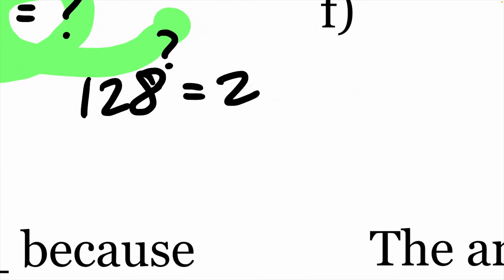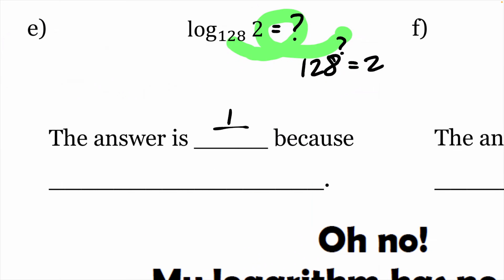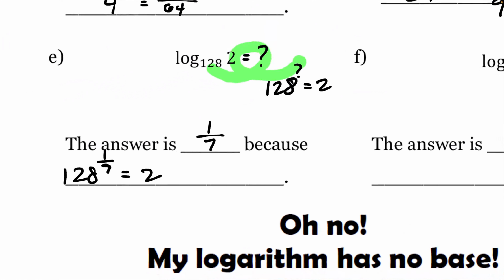So how do I write 7th root? What power is 7th root? 1 over 7. Just like 1/2 is square root, 7th root is 1/7. So the answer is 1/7, because 128 to the 1/7 equals 2.